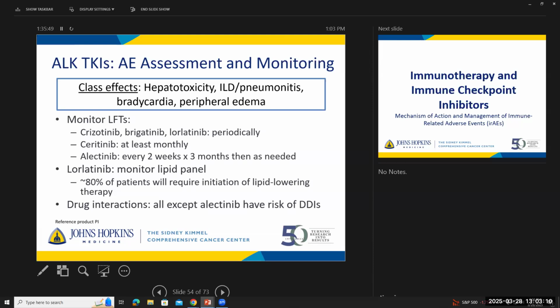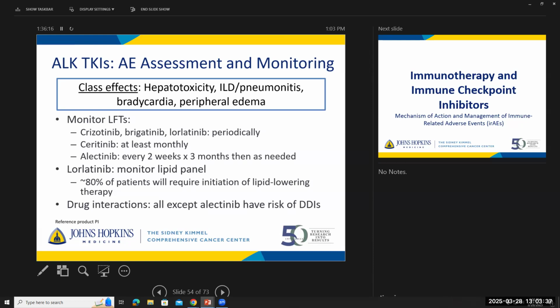So for these drugs, you have to monitor liver function tests, okay? As a pharmacist, monitoring is one of the main things that we do as part of the treatment team. We make sure that these drugs are safe for patients. So we have to monitor liver function tests. I put the intervals up there. I wouldn't expect you to know the intervals. I just want you to be able to associate that we need to monitor for liver toxicity with this drug class.